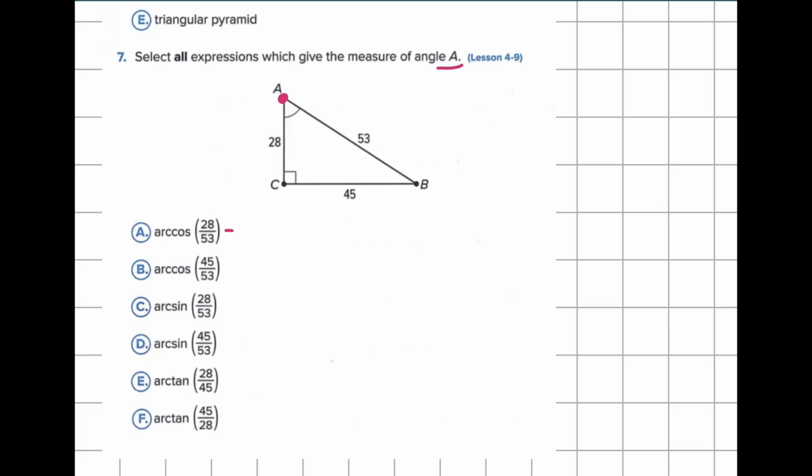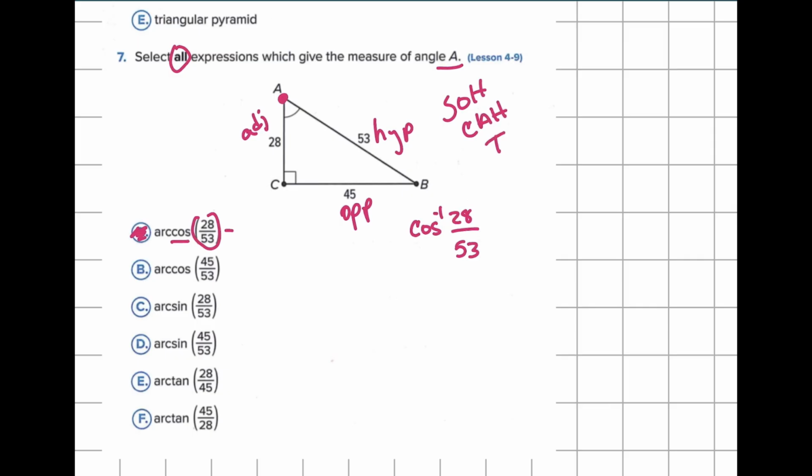So let's look. I'm looking for cosine. Cosine is adjacent over hypotenuse. So my adjacent is 28 and my hypotenuse is 53. So remember, that's what arc cosine is. Does that match this? Yes. Go look through all of them. Remember this: SOH, CAH, TOA.